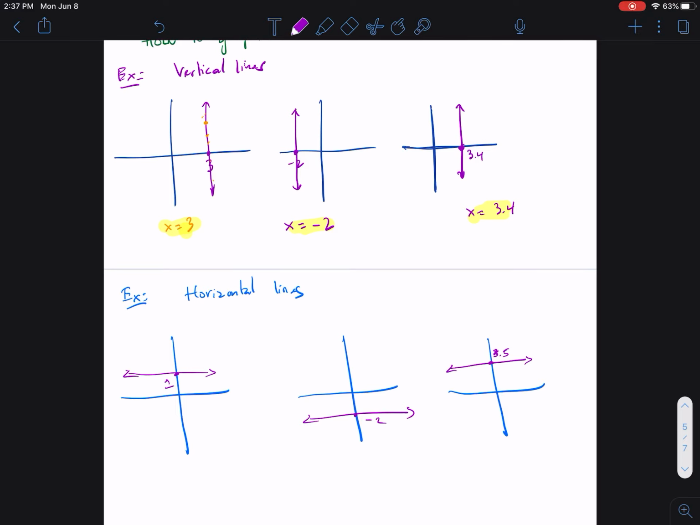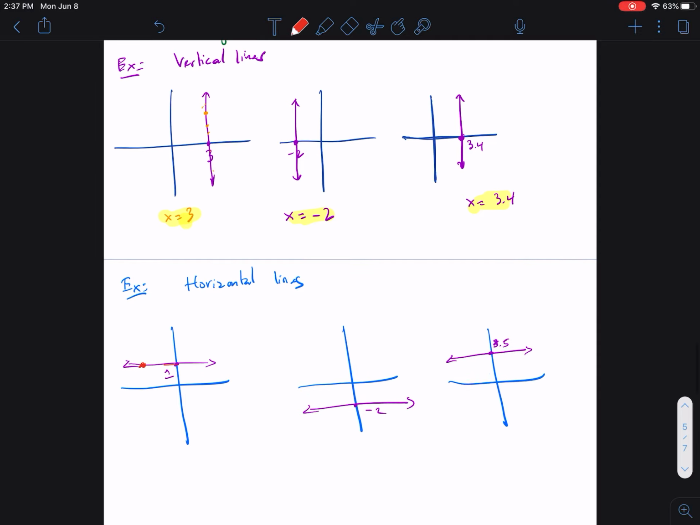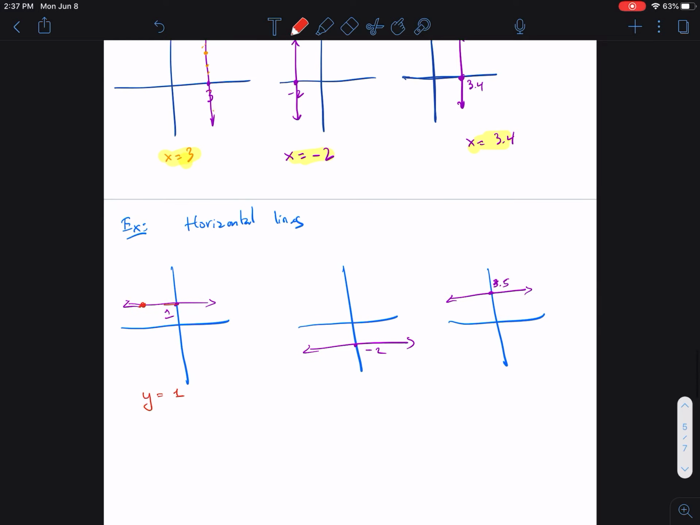So again, if these are the horizontal lines, let's look at the first one. If I pick any point on this horizontal line, you have to agree that the y-coordinate of this point, the y distance, is always going to be 1. So the x can be anything. Therefore, the equation of this horizontal line is going to be y equal to 1, indicating that the y-coordinate is always 1. x can be anything. This is y equal to -2, y equal to 3.5.